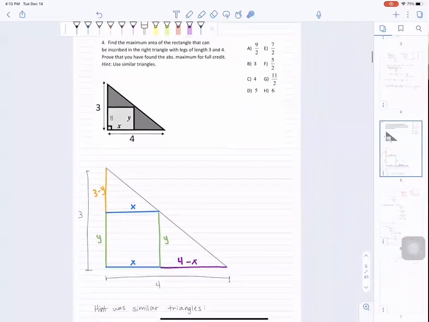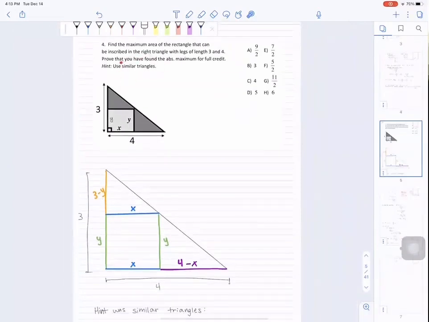So how do we find that out? And it says, hint, use similar triangles. So here I drew a bigger picture. We know that this is X and this is Y. Since we know this whole length is 3, what can we say this remaining part is? Well, it's going to be the whole length minus this Y part. So this orange part is 3 minus Y. What about this part? This part is the same thing. We know the whole thing is length 4, and we want to take out this X. So the purple part is just 4 minus X.